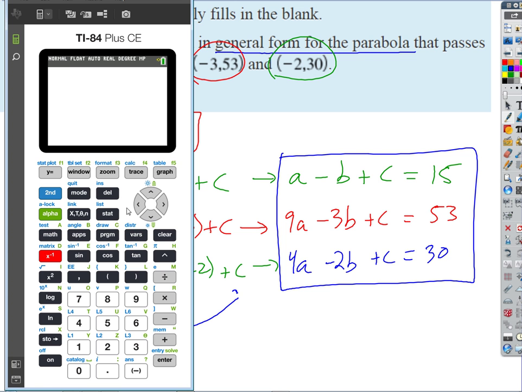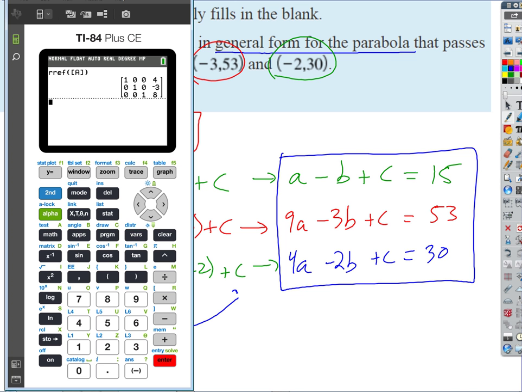So we quit. We go to the matrix screen, math menu, RREF of matrix A. So look what that tells us. It tells us that A is 4, B is -3, C is 8.